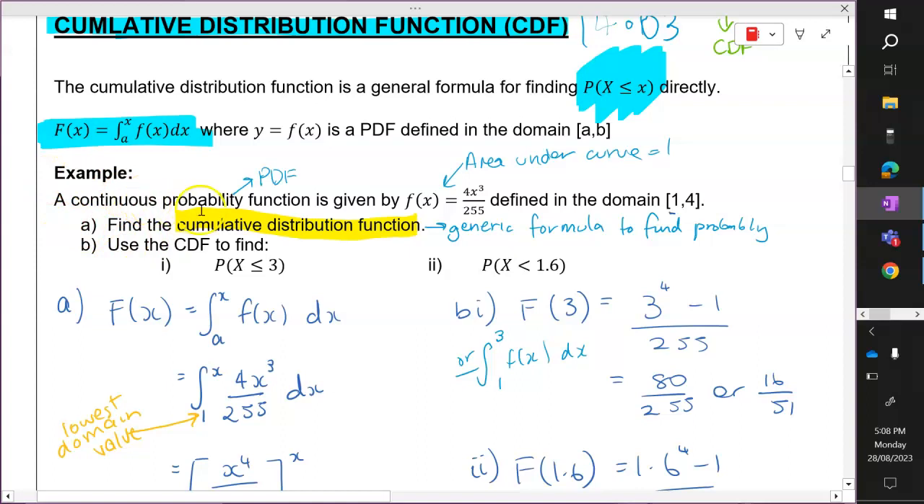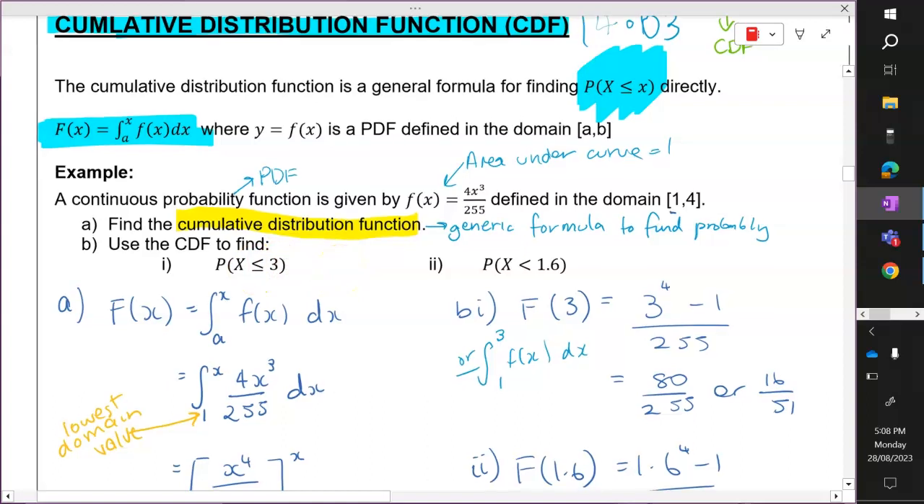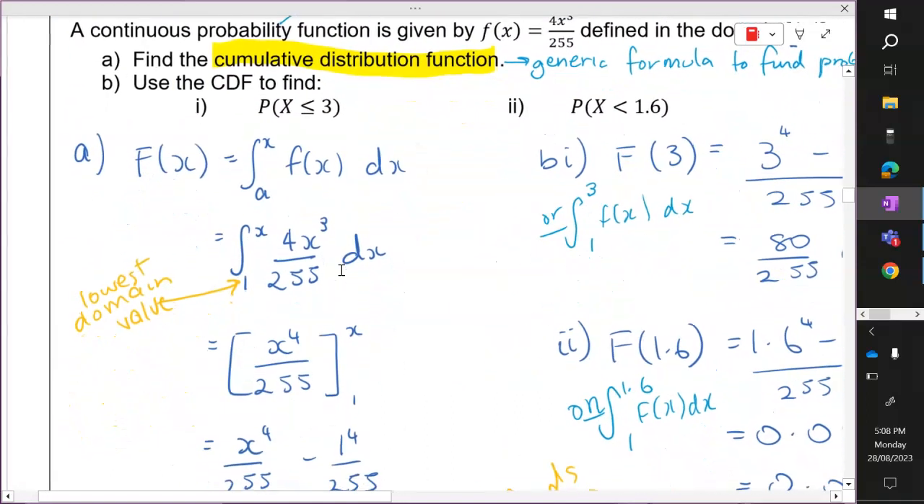So let's look at the example and see if we can get it to make sense. So a continuous probability function. So it is a PDF, okay? So the area under that curve between 1 and 4 is going to be 1. Here's our function. It says find the cumulative distribution function. This is our generic formula. Once we have our generic formula, we can substitute in our values to work out what our probabilities are going to be. So for part A, let's find the CDF.